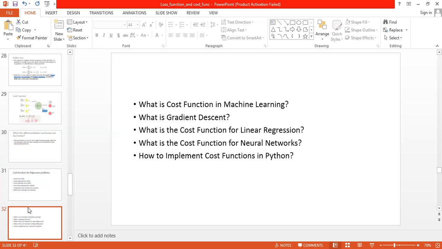But it may be that all the cost functions are the same, meaning we are calculating the errors only, but when it comes to the process it may differ, or maybe the parameters we are using are different. So we will see them one by one.